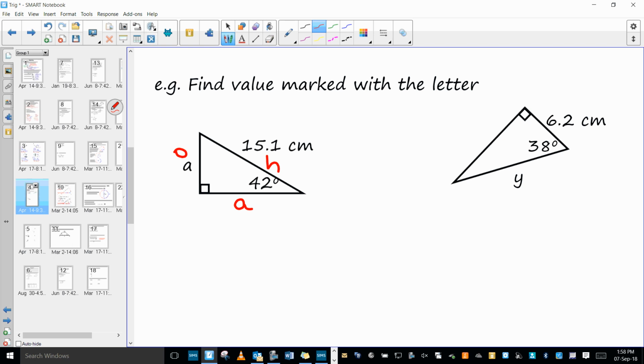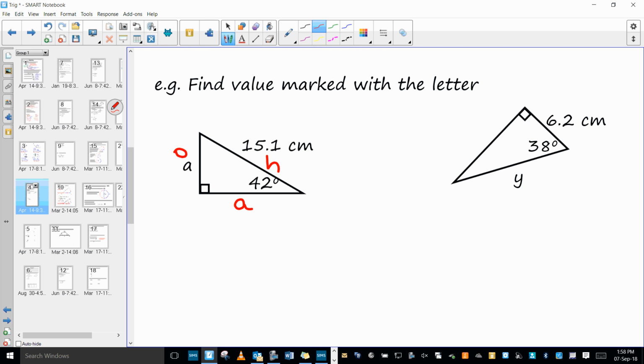Now, this is where some people start to get a little bit freaked out, because my label is HOA, but they labelled this length A. That's just because it's the first question. So it's side length A for them. Ignore their labels when you're labelling your HOA.